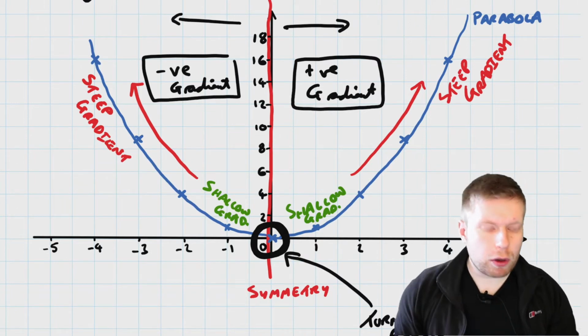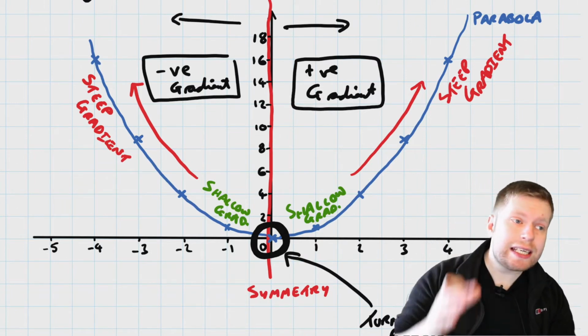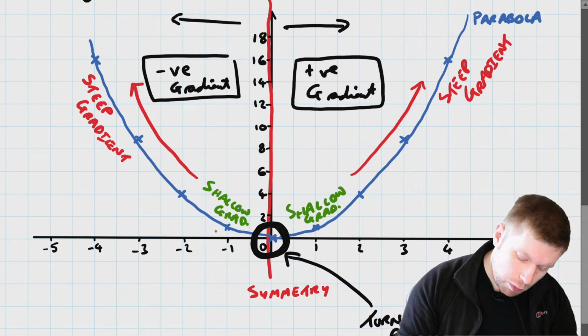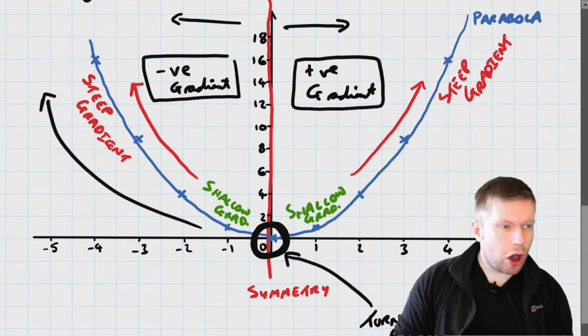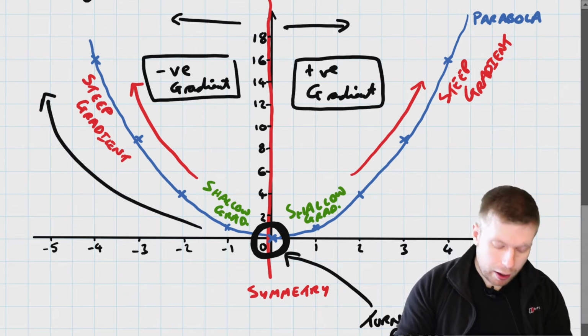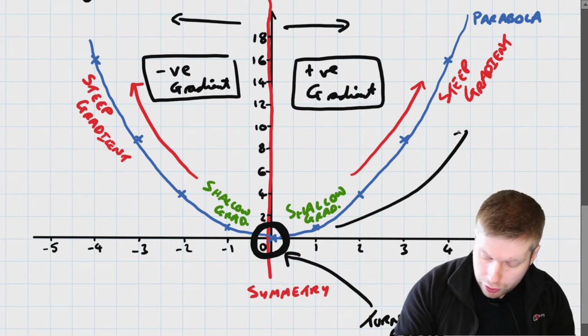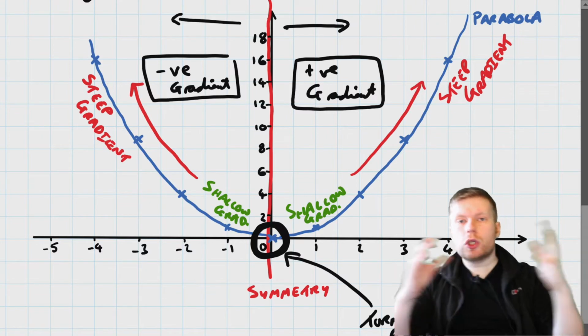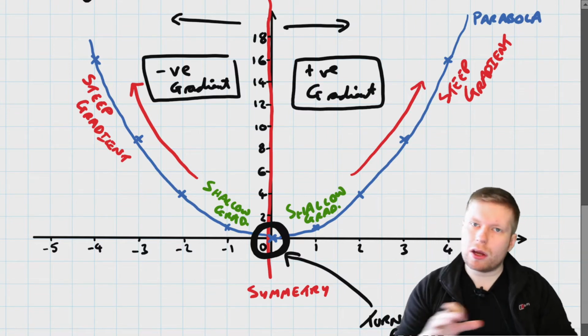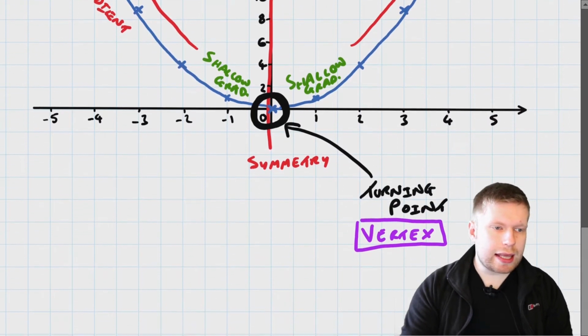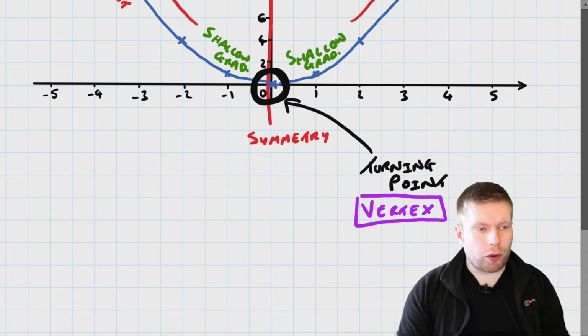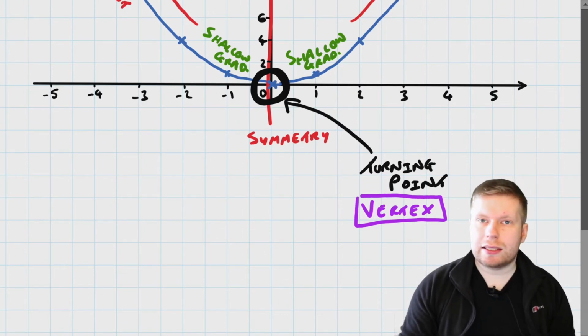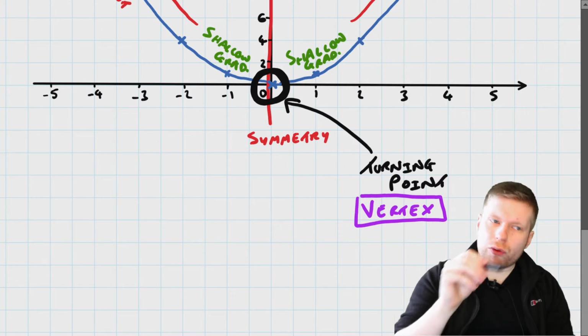And what's really important about this is that the gradients change, okay? So as you move further away from the turning point, the gradients get steeper, and that happens on both sides, okay? And also, the gradients move from negative to positive, or positive to negative, depending on which way you look at it. So there's a really important point on the graphs, which is called the vertex, okay? And that's simply the point where the graph turns.